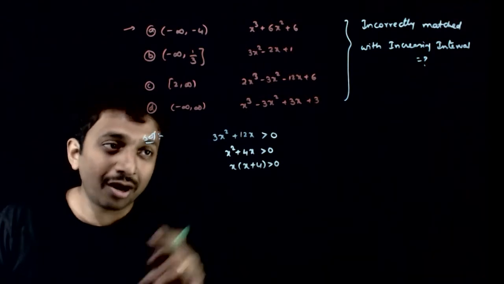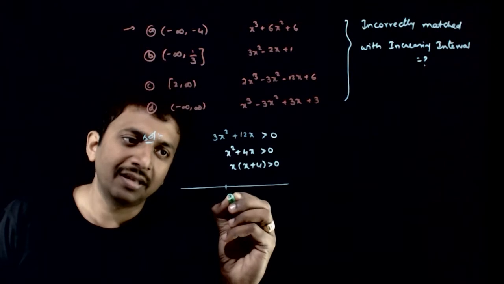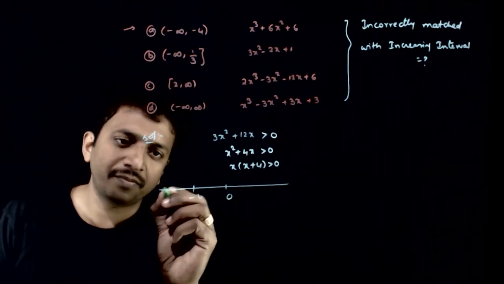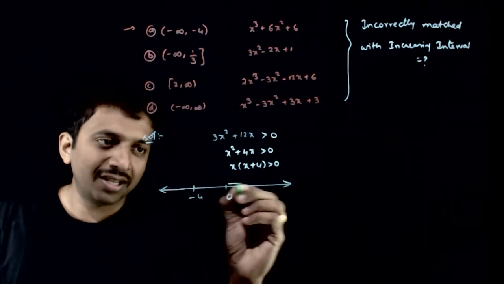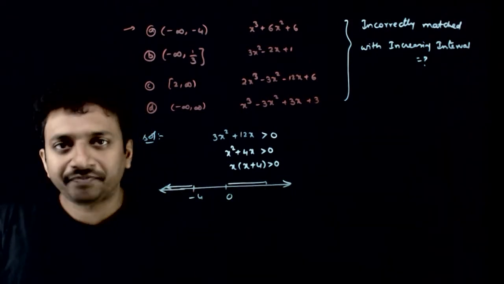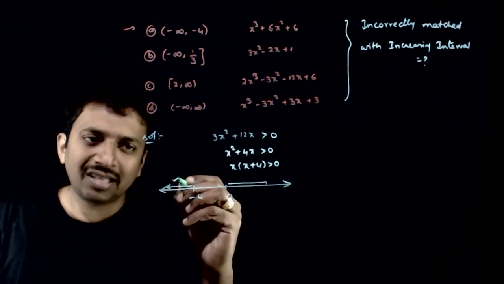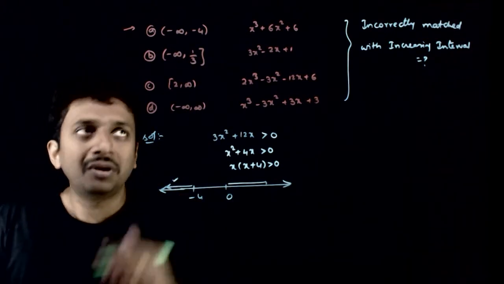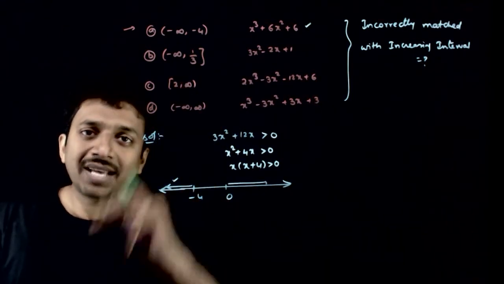That is, x should not lie between 0 and minus 4. If you take the real number line, this is 0 and this is minus 4. So x has to lie outside 0 and minus 4, that is either here or here. So minus infinity to minus 4 is the increasing interval for this. There's no problem with this. This is okay.